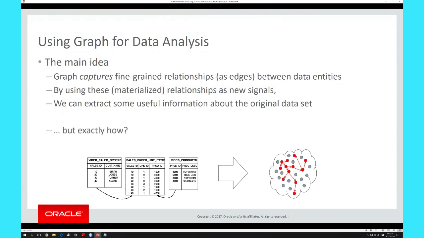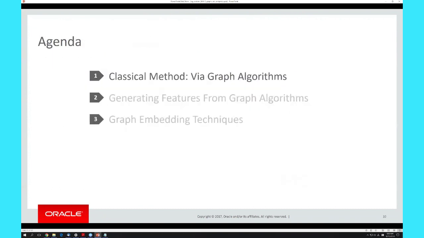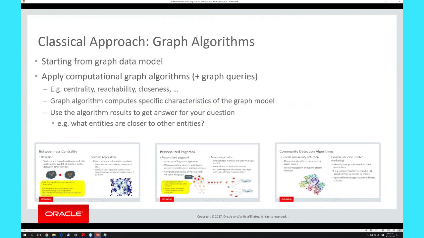So the question is, exactly how? How can I do this? In today's talk, I'm going to talk about basically three methodologies. The first one is the most classical methodology, that is using graph algorithms on your data set. When I say classical, it has been around for a very long time. It is well established, and it's very useful for many of these use cases.